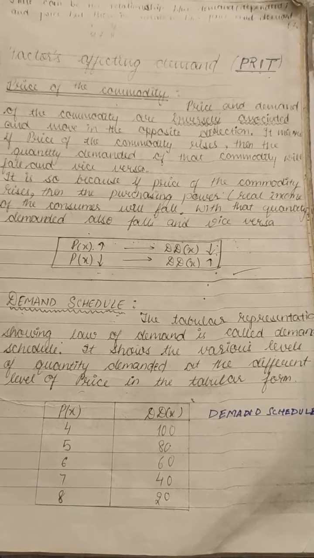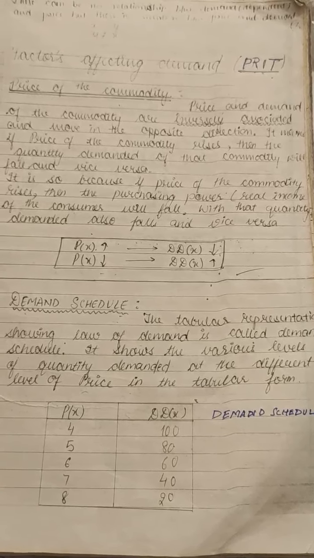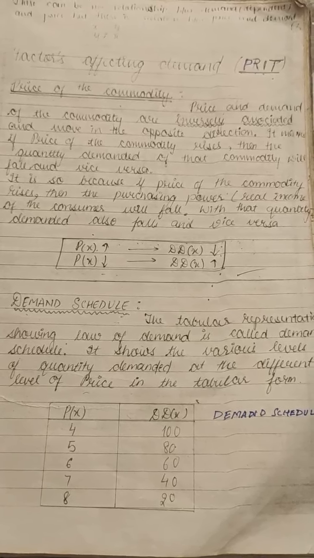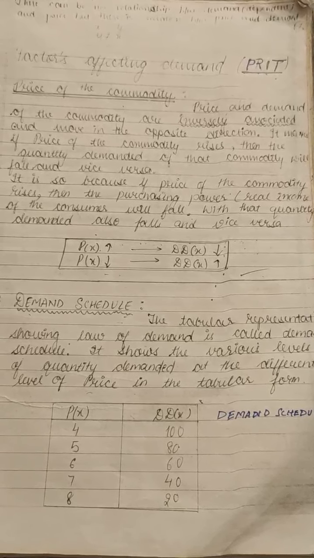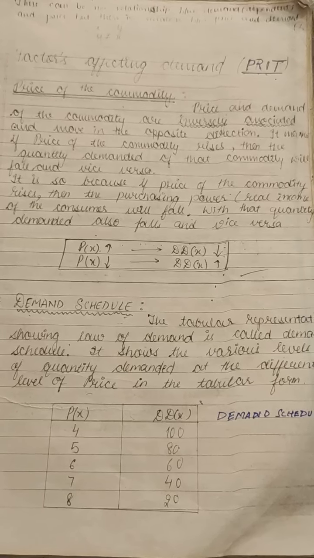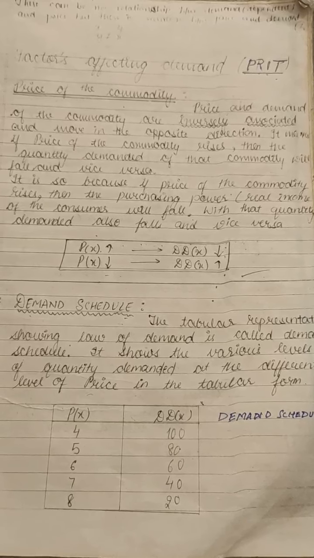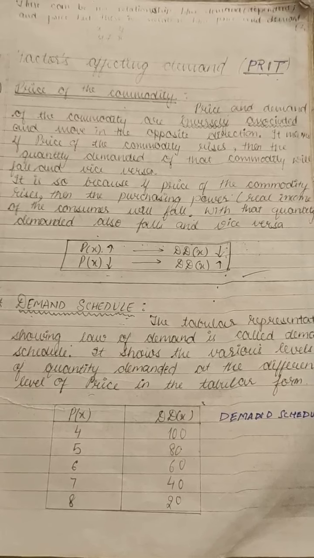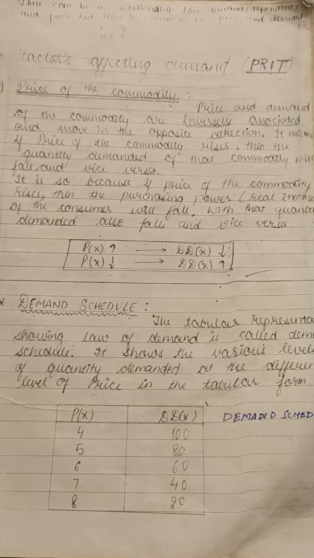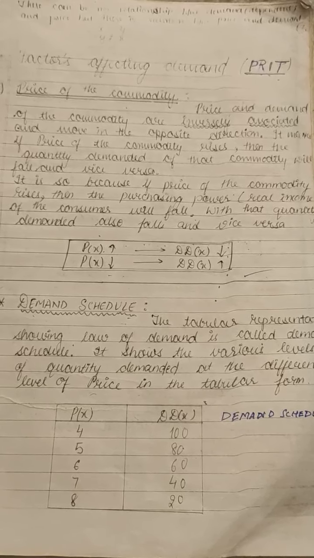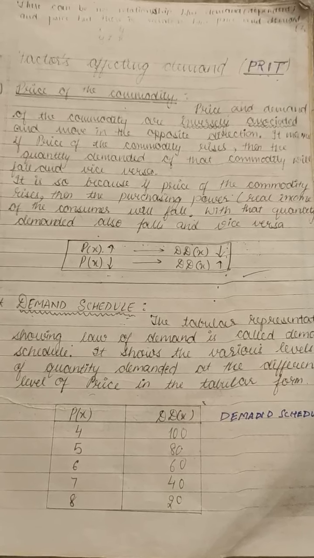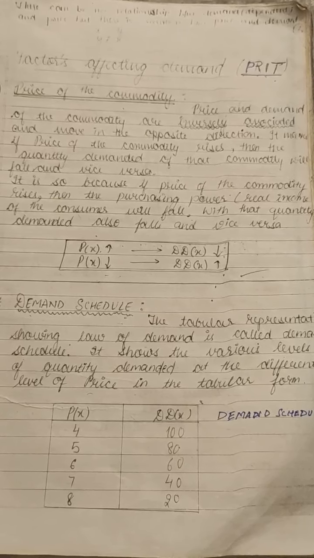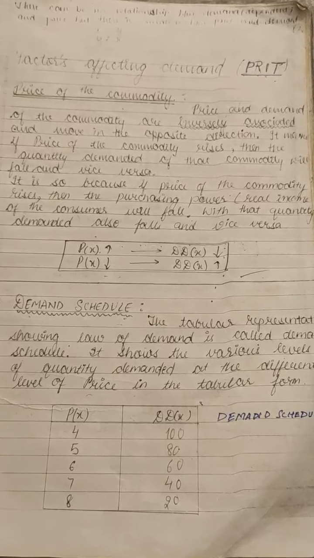The main factor which affects the demand of the commodity is the price of the commodity. Price and demand of the commodity are inversely associated and move in the opposite direction. If the price of the commodity rises, the demand of the commodity will fall. If the price of the commodity falls, demand of the commodity will rise.